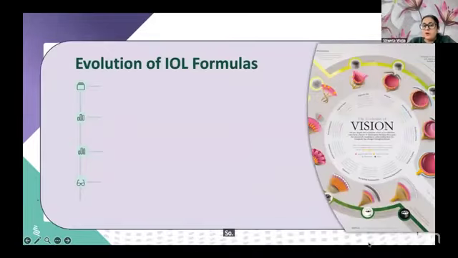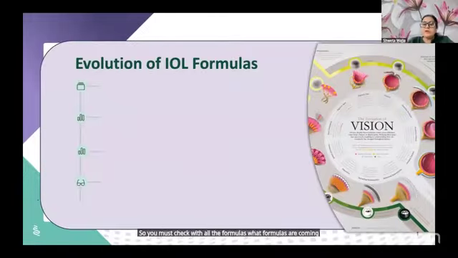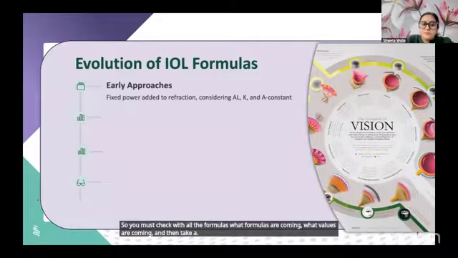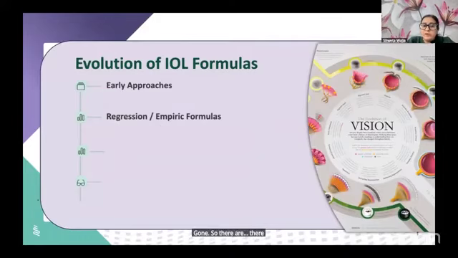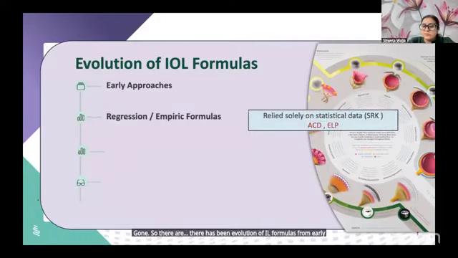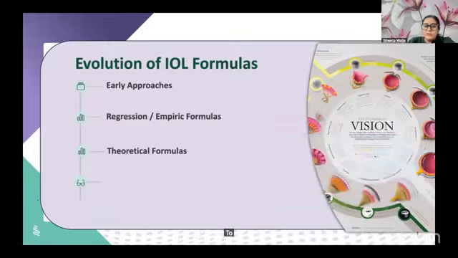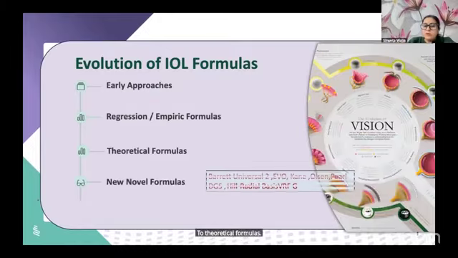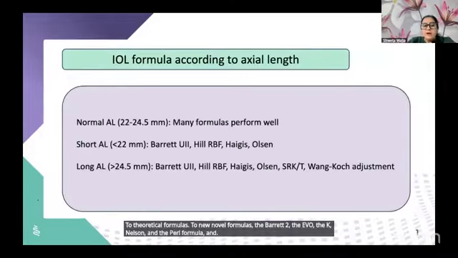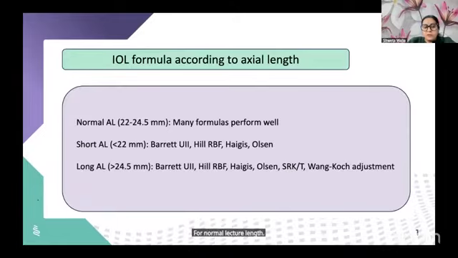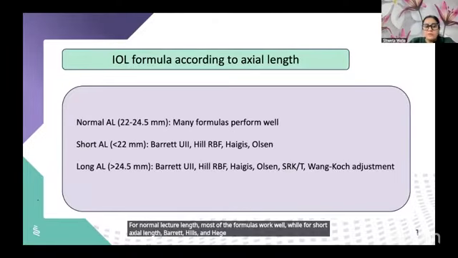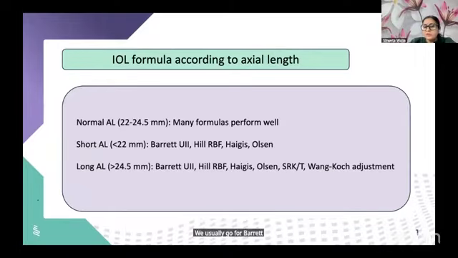So you must check with all the formulas what values are coming, and then take a call. So there has been evolution of IOL formulas from early approaches to regression formulas, to theoretical formulas, to new novel formulas, the Barrett 2, the EVO, the Kane, Olsen, and the PEARL formula. And for normal axial length, most of the formulas work well, while for short axial length, Barrett, Hill, Haigis and Olsen formula work well, while if the axial length is long, we usually go for Barrett, Hill, Haigis, Olsen, SRK/T, and also for a Wang-Koch adjustment.